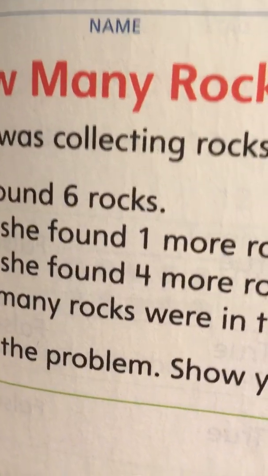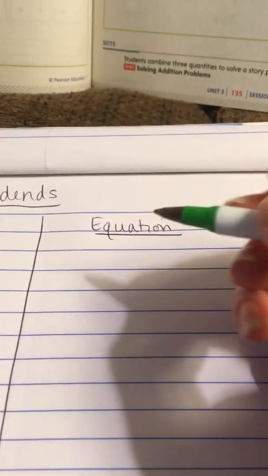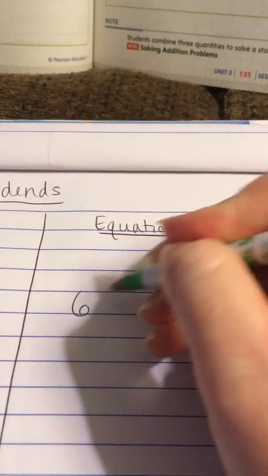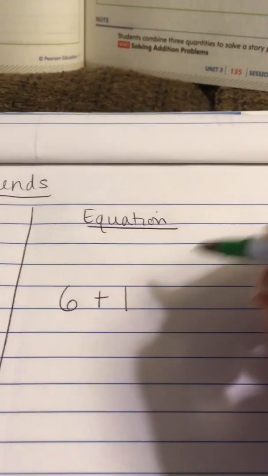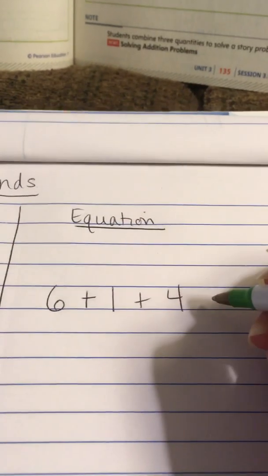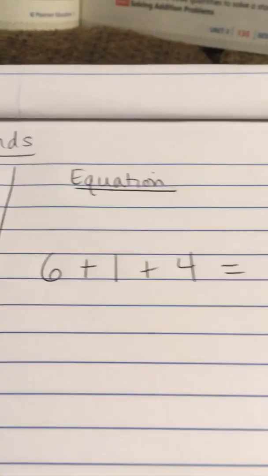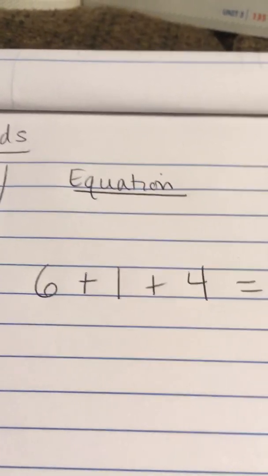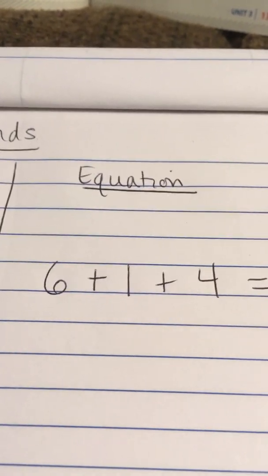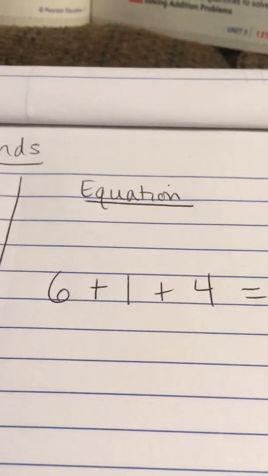Another strategy is to write an equation and to find a group of 10. So if I look at my parts again, I have 6, 1, and 4. Those are my 3 addends. So you write the equation with me. 6 plus 1 plus 4 equals. So I want you to look at those 3 addends and find a friendly 10. Which 2 numbers make 10?